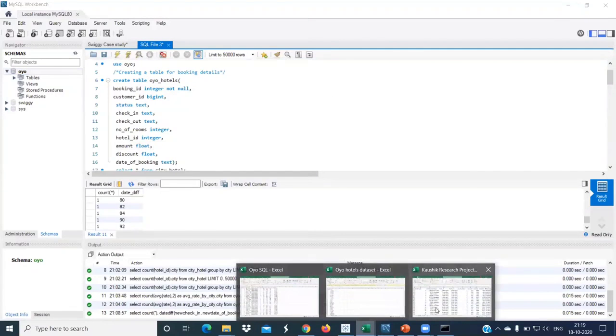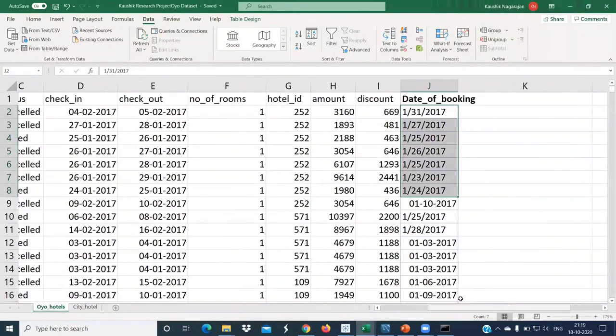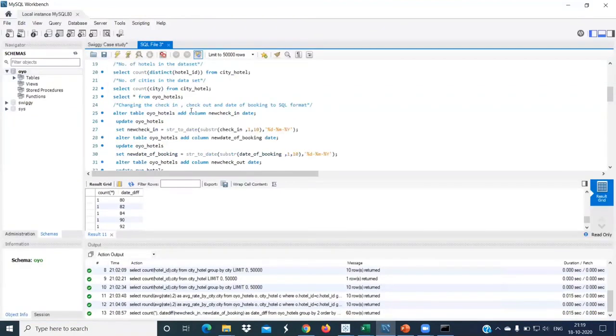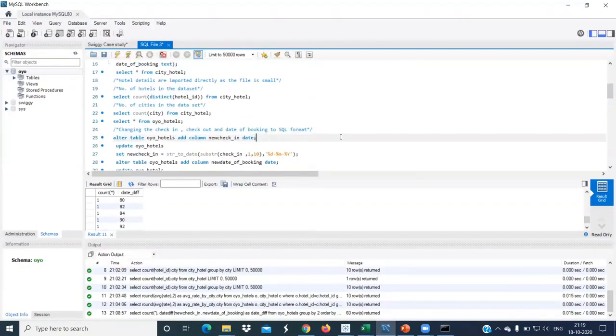The other difficulty faced in importing the data is regarding the date. When imported to SQL, the date will only be accepted in a text format. Dates are generally not in a format which will suit SQL. SQL will suit only the YYYYMMDD format. So after importing the date in the form of text, a couple of queries were written. This command states: alter table OYO hotels add column new check-in date.